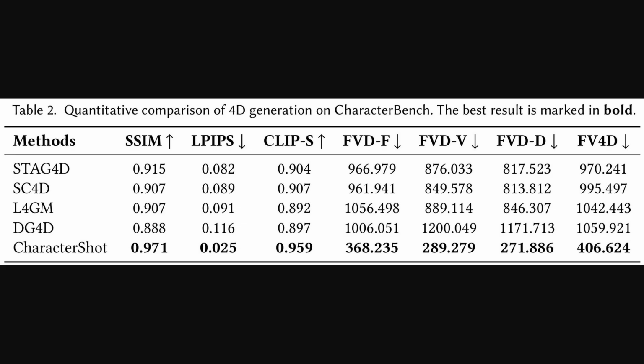Building on that, this table compares the final 4D generation performance against other leading methods, like Stag4D and L4GM. Across all the metrics we've discussed, like SSIM for quality and LPIPS for perceptual similarity, the results are decisive. The bottom row shows that CharacterShot significantly outperforms all the others. For instance, its scores for the various FVD metrics, which evaluate video consistency, are often less than half of what the competing methods achieve, showing a huge improvement in stability.